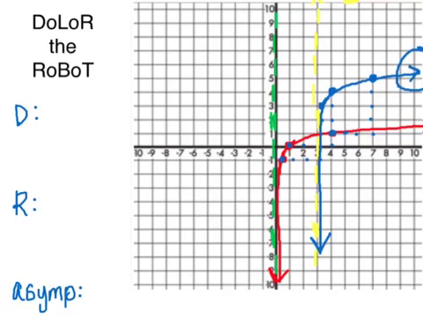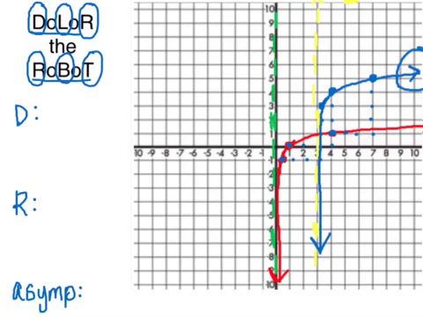One more thing they could ask about your final answer is what is the domain and range, and what is the equation of the asymptote. So let's just go over that real quick again. "Dolor the robot" is my little saying that helps me remember that domain is left to right, the left bound to the right bound. The range is from bottom to top, the bottom boundary to the top boundary. So what we want to do is look at the domain, which is left to right, and look at just the blue function that we just graphed.